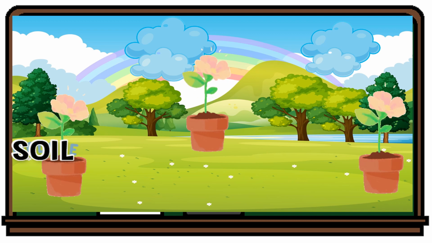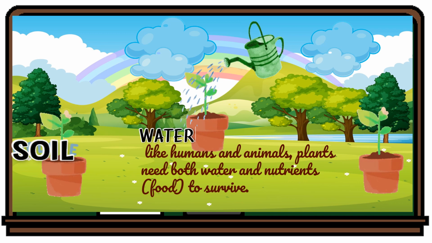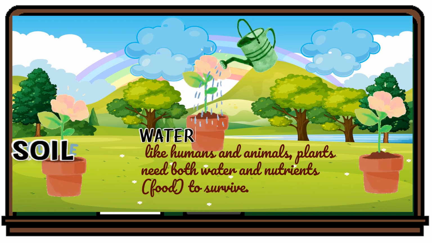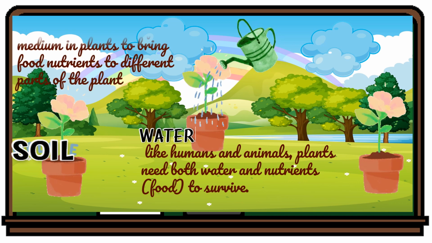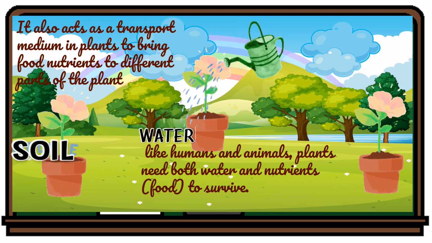Aside from soil, another factor in order for the plant to grow is water. Like humans and animals, plants need both water and nutrients to survive. Water also acts as a transport medium in plants to bring food nutrients to different parts of the plant.